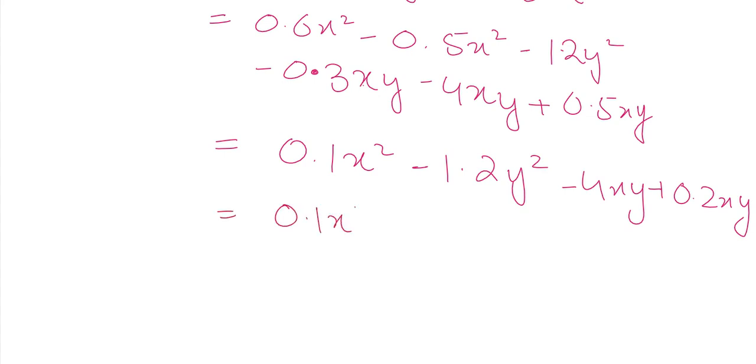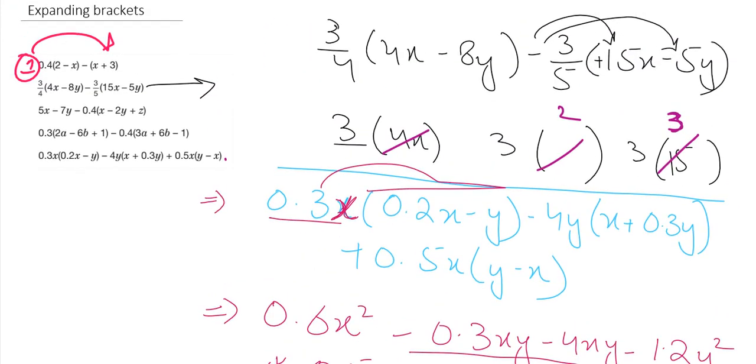So we have left with the answer that is 1.2x squared, and then 3.8xy. So after expanding all of the terms inside the bracket, we got this answer. I hope you can do it all of the other questions on your own. And it's quite simple to do.